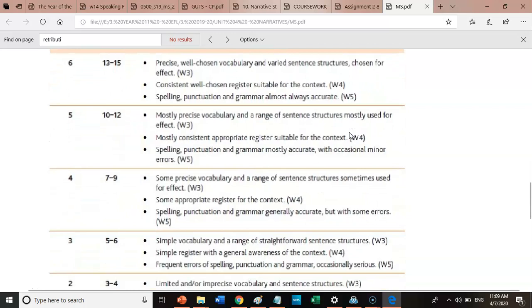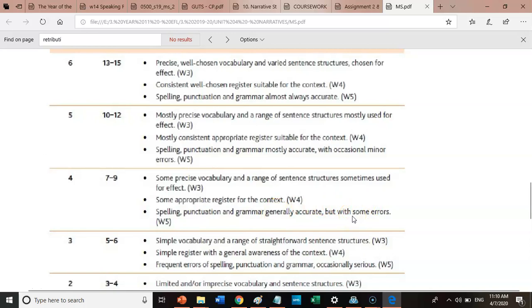When I was marking for the exam, most students would tend to get in this band. I think we do quite a bit better than average actually in our class, but this is what they tend to do. So there's some precise vocabulary, but actually their vocabulary is usually quite plain. It's quite childish. It's not very exciting. It's a lot of repetition of the same words, and the sentence structures just tend to be the same over and over again. It sometimes sounds like a story, but sometimes doesn't. And it's generally accurate, but there's some errors.